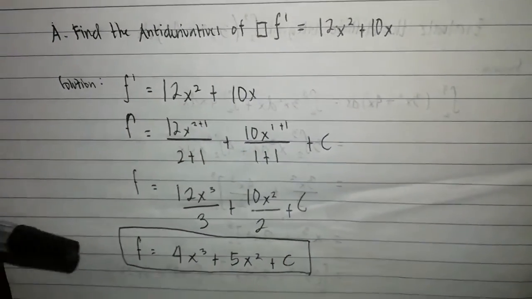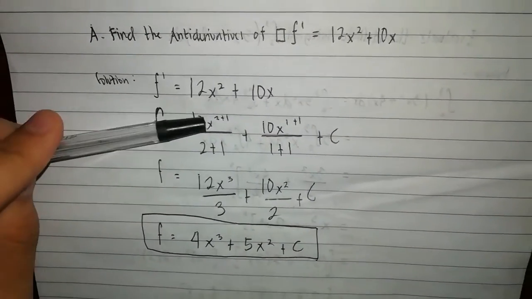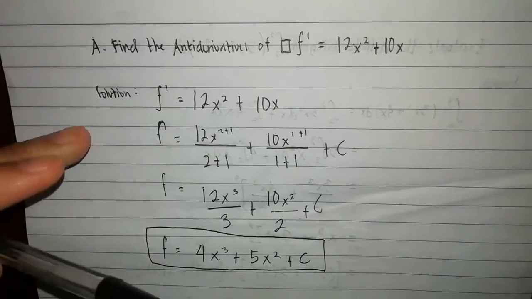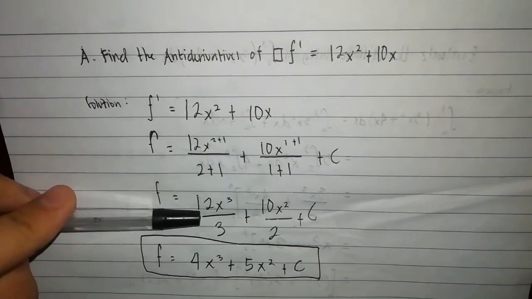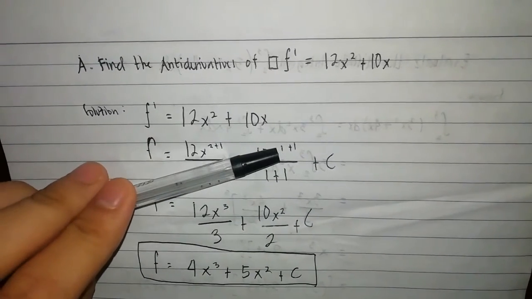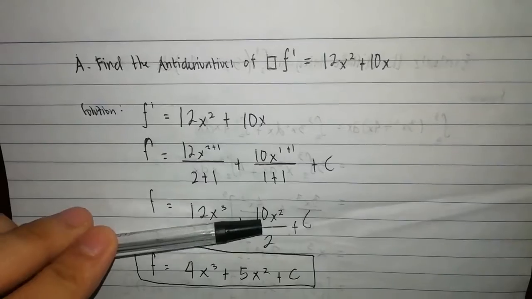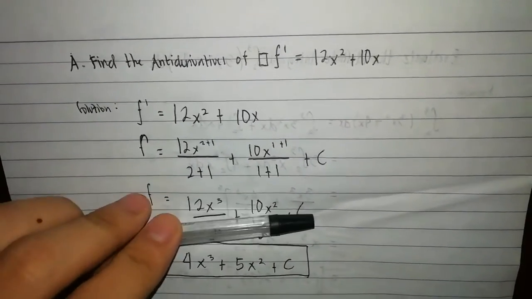To show the result, here it goes. 12x cubed, because 2 plus 1 is equal to 3, and then over 2 plus 1, which is equal to 3. And then add 10x to the 1 plus 1, which gives us 10x squared, and then 1 plus 1 gives us 2, plus c.